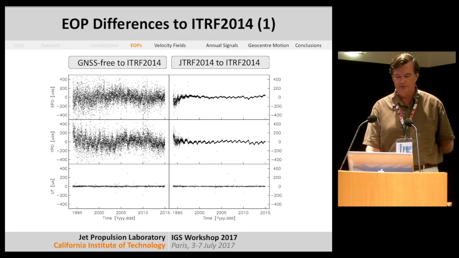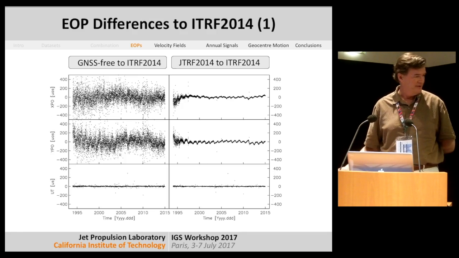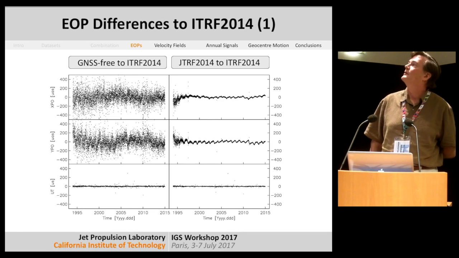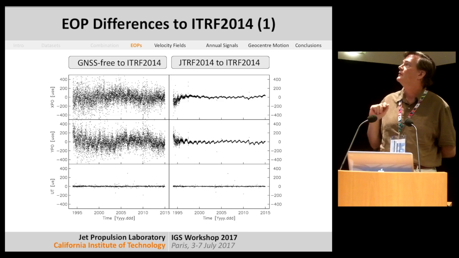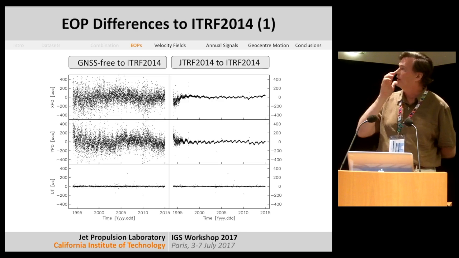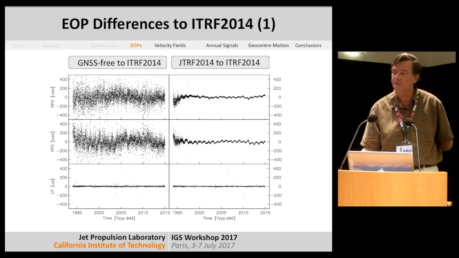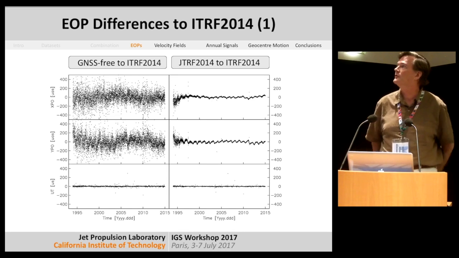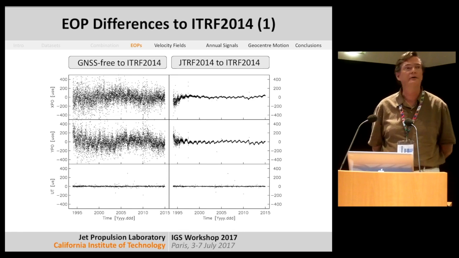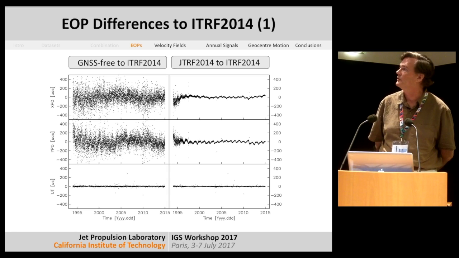So this is the comparison of the EOPs with the GNSS-free version of JTRF 2014 to ITRF 2014 and JTRF itself. And you see that there's much greater scatter in the combined EOPs when you remove the GNSS data, particularly for the polar motion.